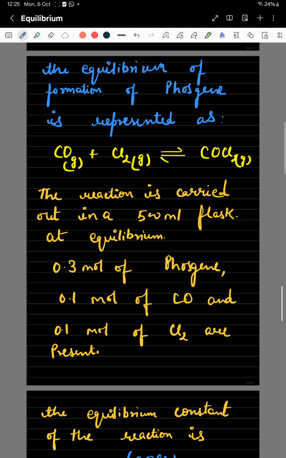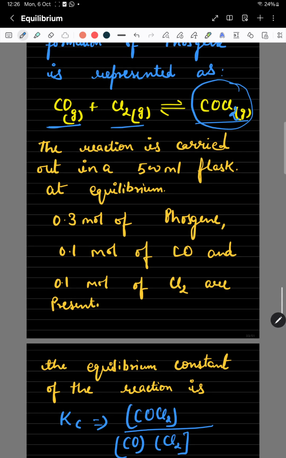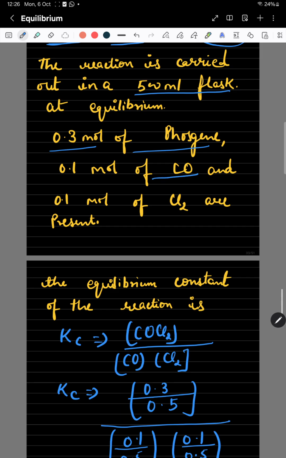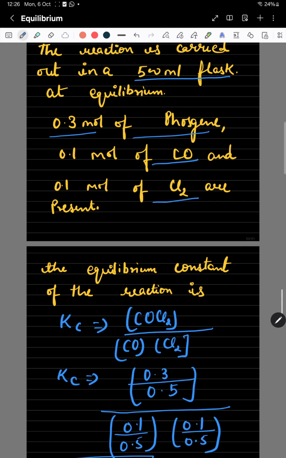Now the next question: the equilibrium of formation of phosgene. COCl2 is phosgene. When carbon monoxide gas and chlorine gas react, they form phosgene COCl2. This is a reversible reaction at equilibrium. The reaction is carried out in a 500 ml flask. At equilibrium, what you are observing is 0.3 mole of phosgene, 0.1 mole of CO, and 0.1 mole of Cl2 present.